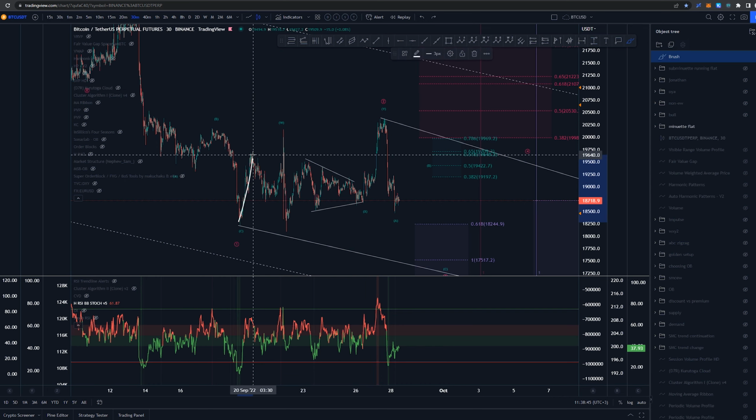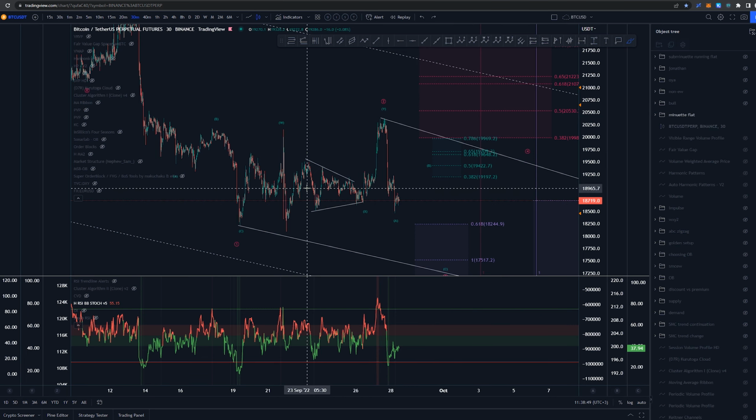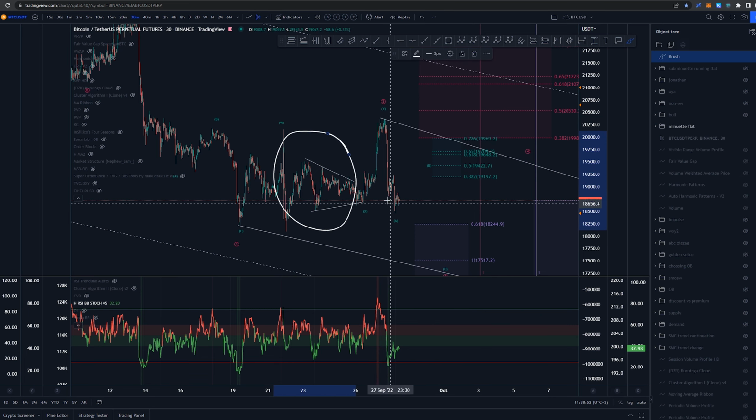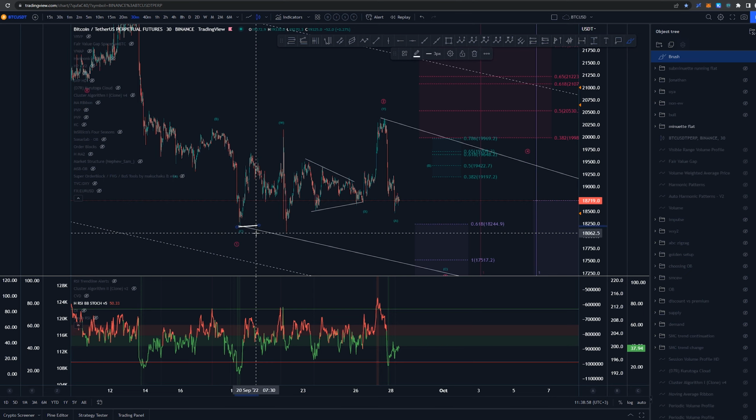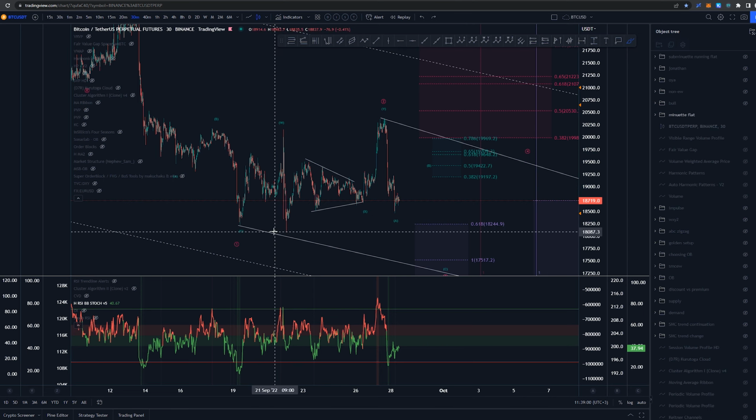Is this one where we have this as an ABC still, another ABC here, and this structure here in the middle can be anything? Again, the X wave can be anything. So it is a double zigzag, with the X wave here not lower than here, again, the start of W.